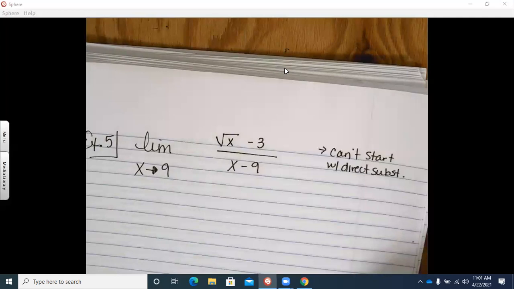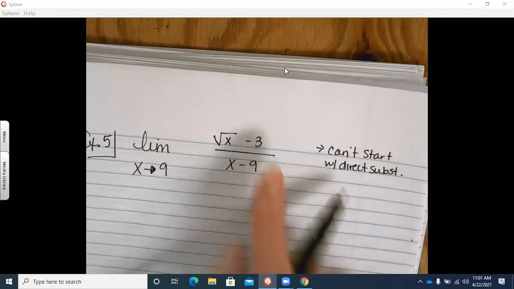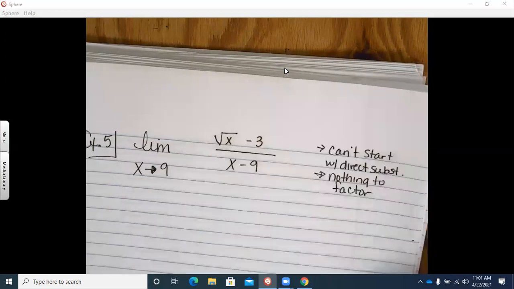Can we factor anything? What can we factor? If this was x squared minus 9, it'd be a difference of squares, but it's not. The numerator, that's not factorable. So there's nothing to factor. Can't go that route. It's not a complex fraction, right? So we can't do the same thing we did in the last example.